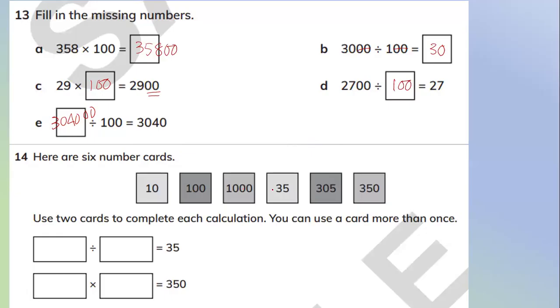Now, here are 6 number cards: 10, 100, 35, 305, 350. Use two cards to complete each calculation. You can use a card more than once. Okay, 35 can be divided by... also 350. 350 divided by 10 is 35. Yes, 350. Okay, 35 and multiplied by 10.